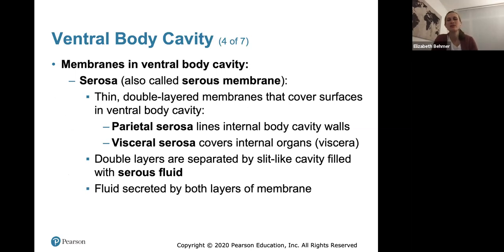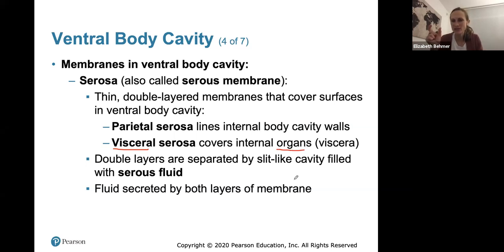Then some of the membranes. So these are the coverings in the cavities. Serosa is also called the serous membrane, and this is a thin double-layered membrane that covers the surfaces in your ventral body cavity. So in the anterior side of the body cavity, like the thoracic and abdominal pelvic cavity. Parietal serosa lines internal cavity body walls. So the cavity itself is lined with what we call parietal serosa. And then the visceral serosa, whenever you see the word visceral, remember that has to do with organ. Viscera is an organ. So a visceral serosa will cover organs.